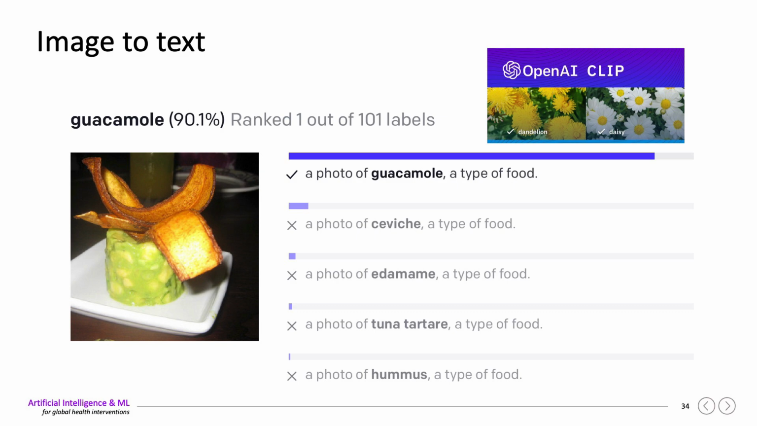In the example, a photograph of a dish is scored against 100 candidate food captions, and the model ranks a photo of guacamole first at 90.1% confidence, above ceviche, edamame, tuna tartare, and hummus. The small inset shows CLIP correctly labeling flower images as dandelion and daisy. This is zero-shot classification. By embedding images and text into the same space, the model can classify against arbitrary label sets described in natural language, which is the foundation of modern multimodal and vision-language systems.